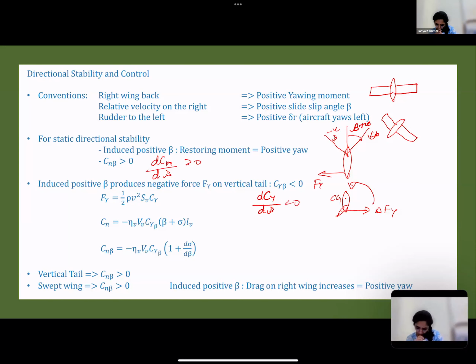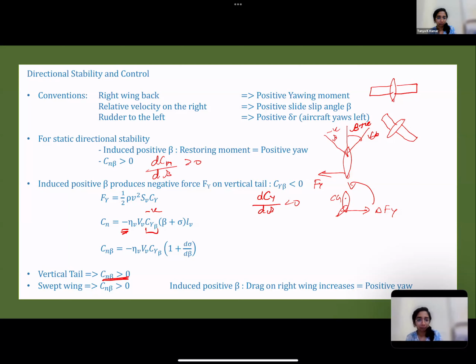Okay. But for stability, you need Cn beta to be positive, which is why you have introduced a negative sign here. Your Cy beta is negative, but you require your Cn beta to be positive, which is why you've introduced a negative sign here. Okay, do not get confused. So what are the components that contribute towards positive stability in the directional case? Vertical tail gives you this required Cn beta to be positive. What also gives you a positive Cn beta is a swept wing. Why these things give this stability is discussed in the lecture.